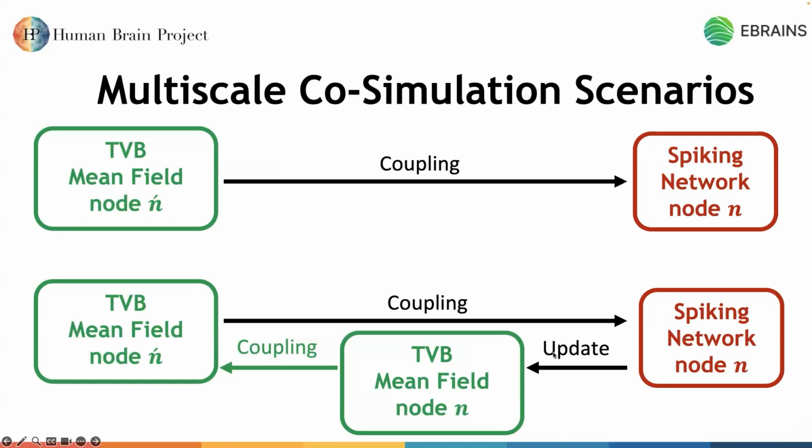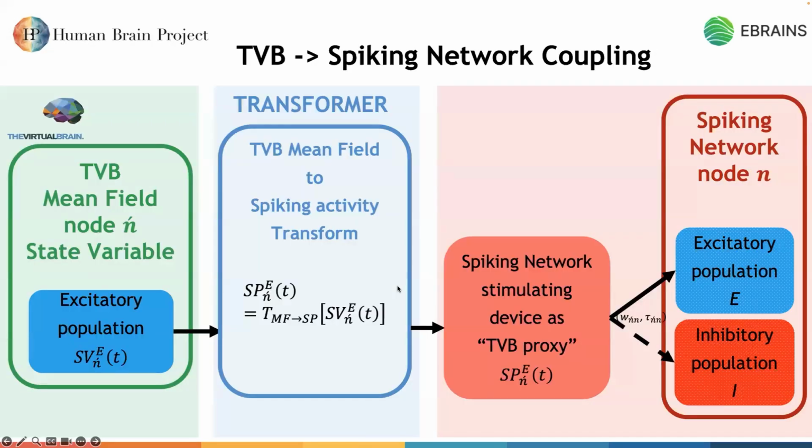So first, this activity updates the corresponding region in TVB, and then this region is treated by the TVB model like any other region. So coupling takes place then inside TVB. So these two directions are different then. On the one hand, it's coupling. On the other one, it's an update. Let's see how this can work.